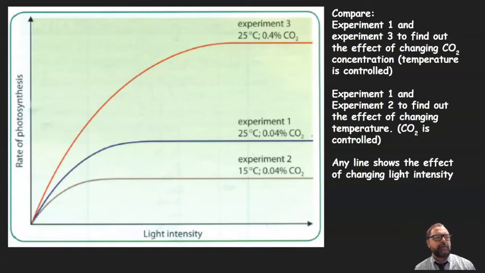These lines are showing us the effect of increasing CO2. Experiment 1 and 2 apply the same logic. CO2 is controlled, the temperature is different. Experiment 1 shows the effect of an increased temperature on photosynthesis.